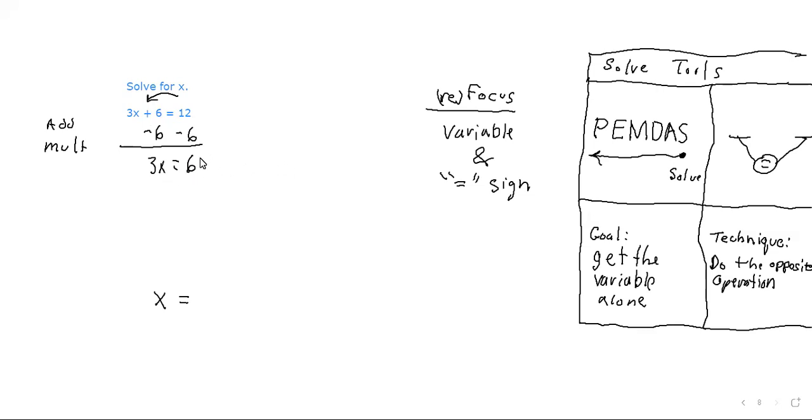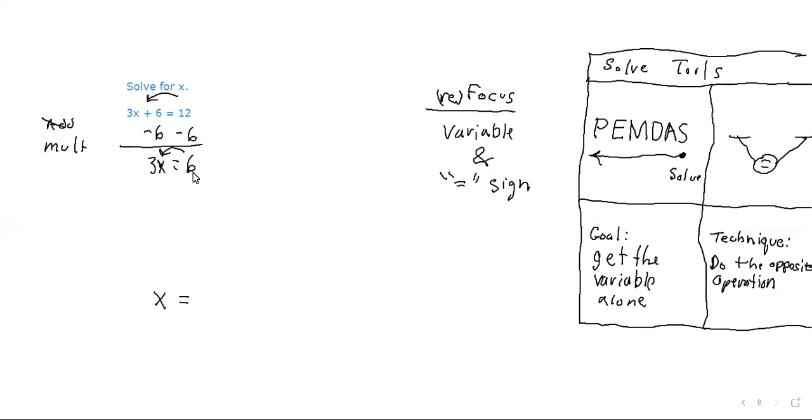So now what do we do? We refocus. Our goal is to get what? The variable alone. Nope, this is not alone. It still has numbers next to it. So we're going to refocus again on what? The variable side of the equal sign. What operation is happening to our x? When two things are close together, it indicates what? Multiplication, right? We already took care of the addition. Now we're going to work on the multiplication.